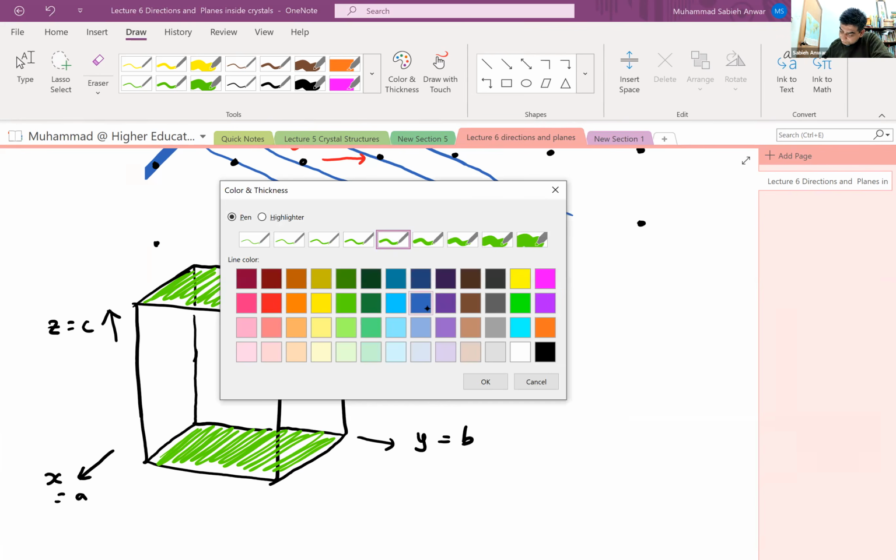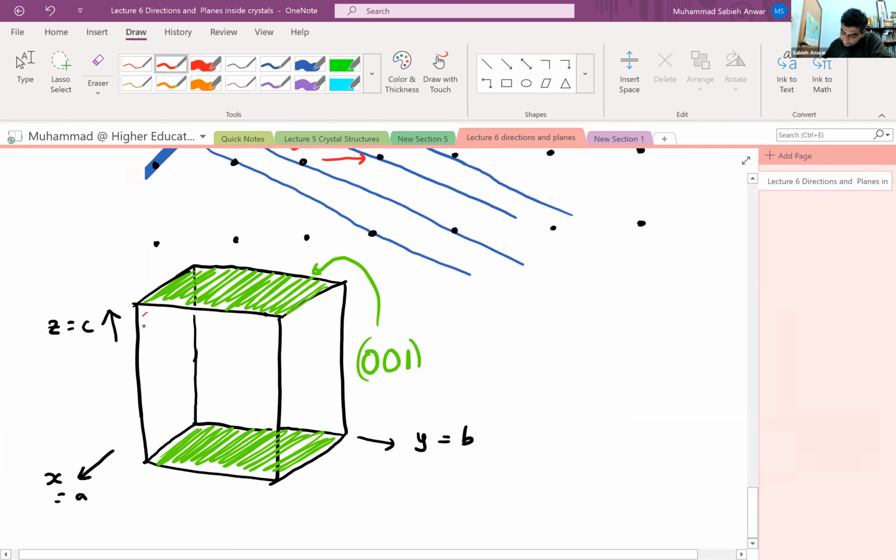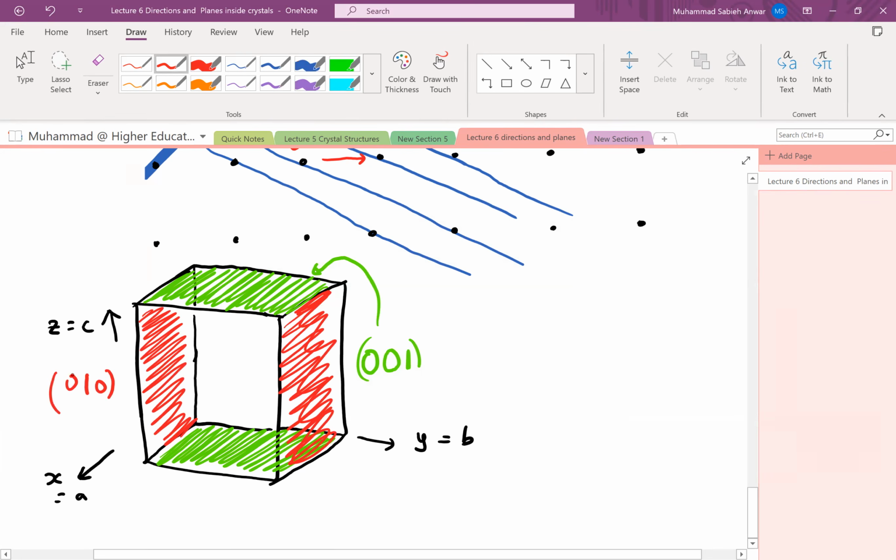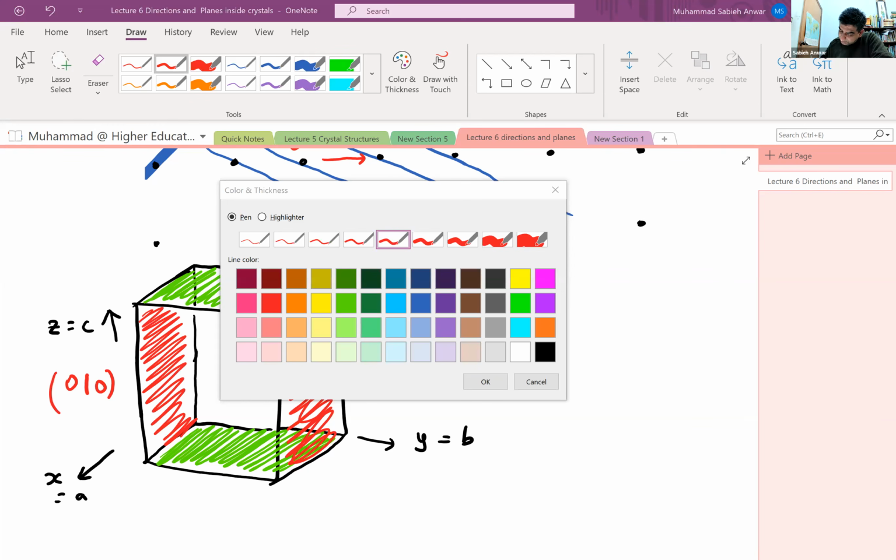Likewise, what would be the Miller indices of these planes? 0, 1, 0. 1, 0, 0. Exactly. And now let me draw another plane.